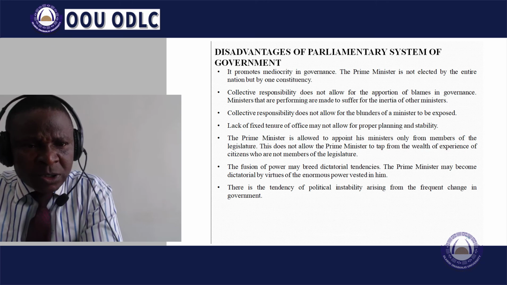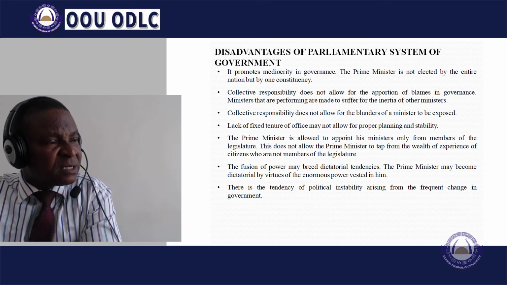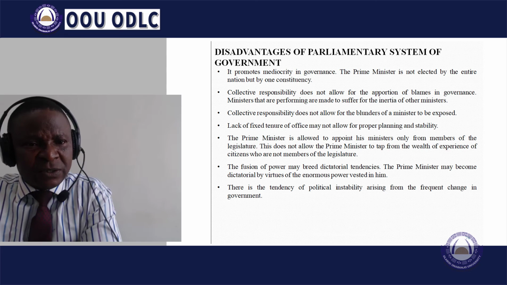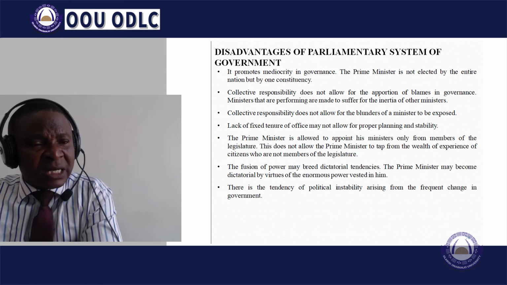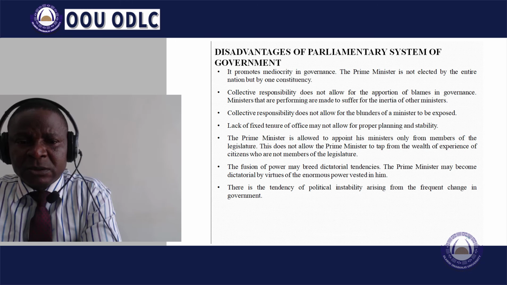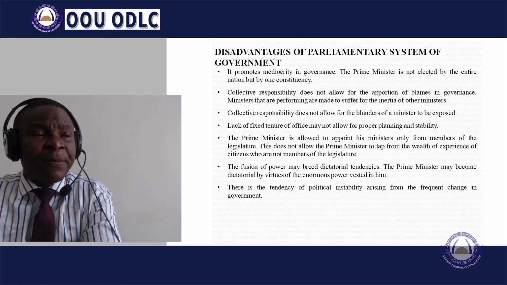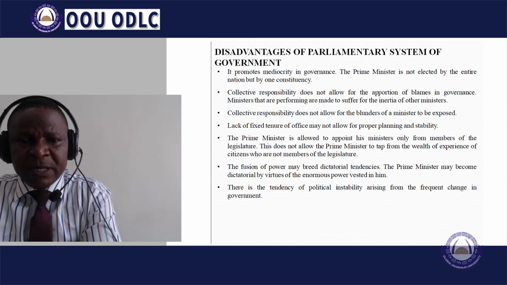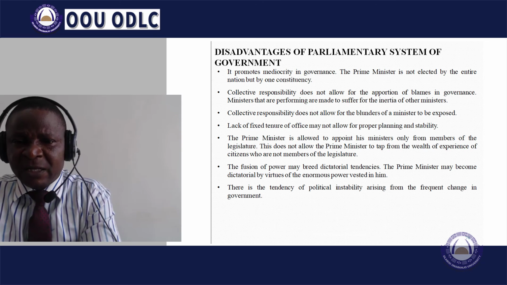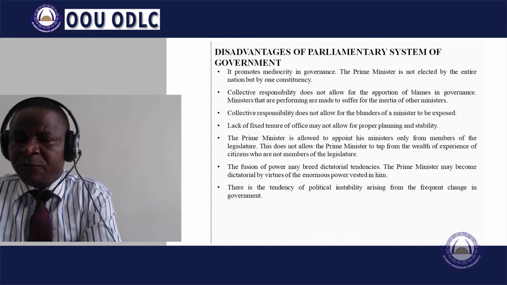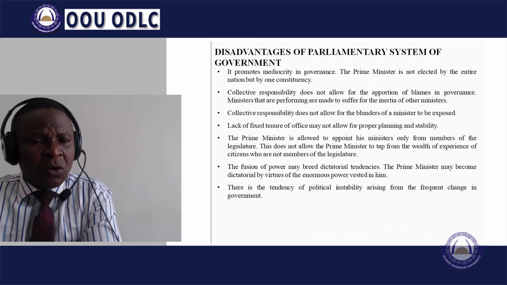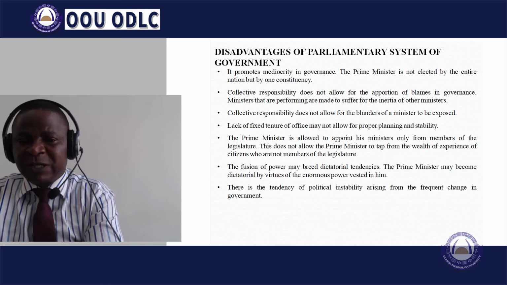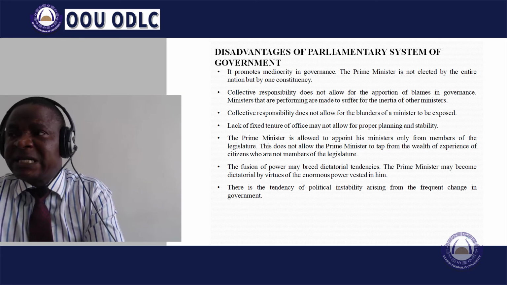1. It promotes mediocrity in governance. The prime minister is not elected by the entire nation, but by one constituency. 2. Collective responsibility does not allow for the apportioning of blame in governance. Ministers that are performing are made to suffer for the shortcomings of other ministers. 3. Collective responsibility does not allow for the blunders of a minister to be properly addressed.